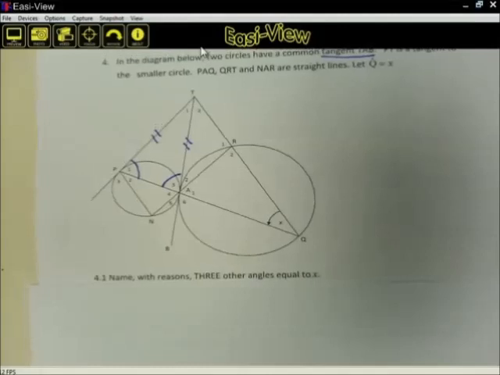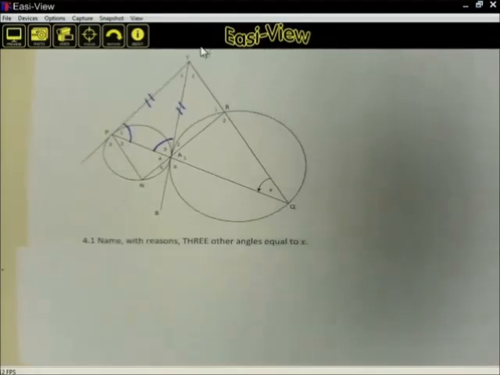First question states, name with reasons 3 other angles equal to x. We name with reasons 3 other angles equal to x.